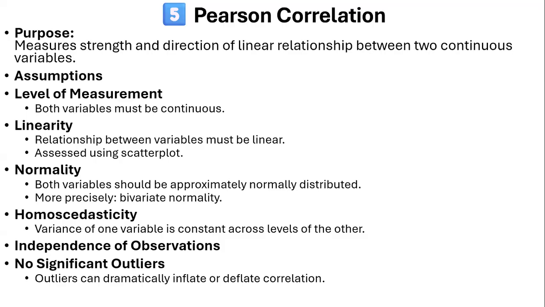And homogeneity of variance, which is also known as homoscedasticity. The idea behind homoscedasticity is that the variance of one variable should be constant across levels of the other. There shouldn't be a situation where as one particular variable increases, then the other one starts misbehaving.